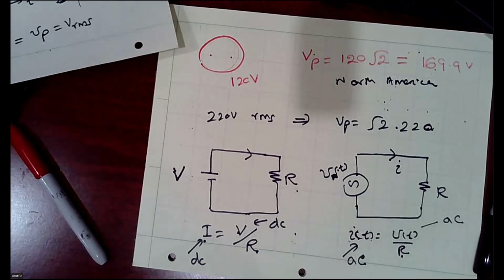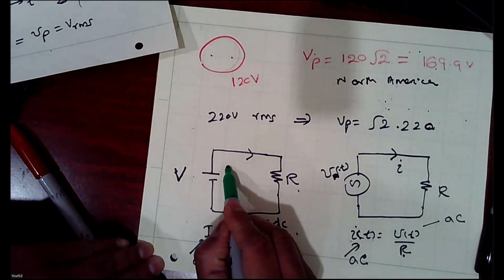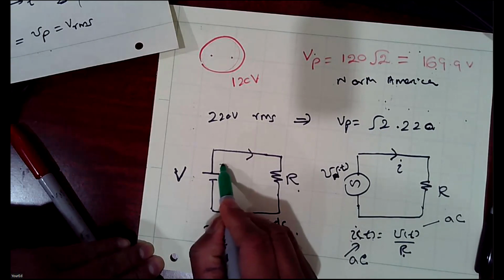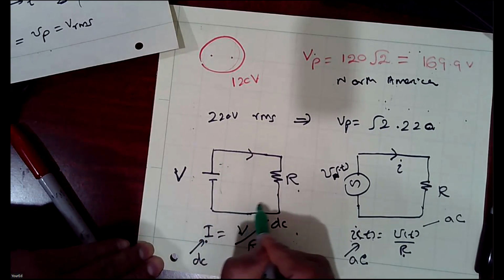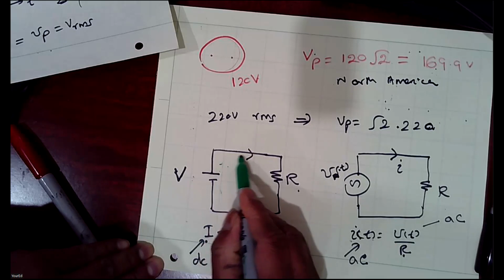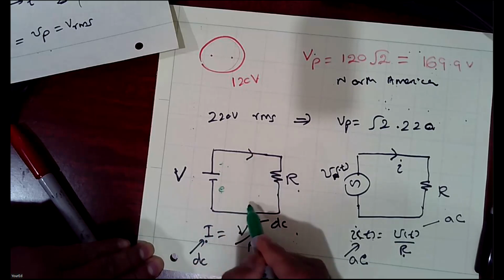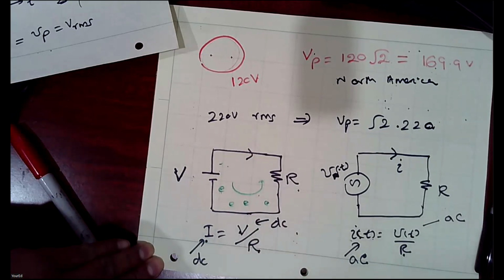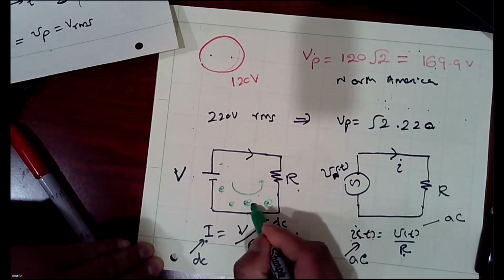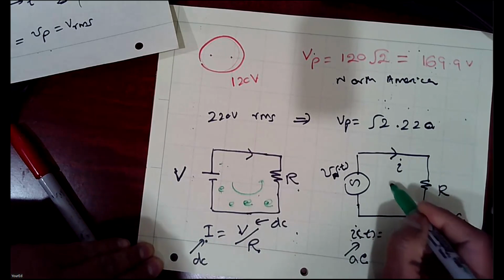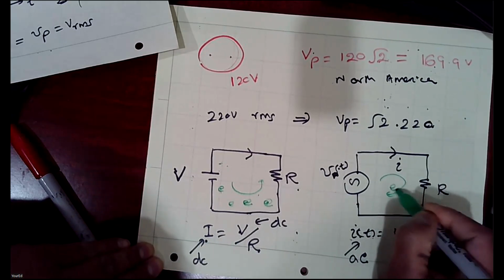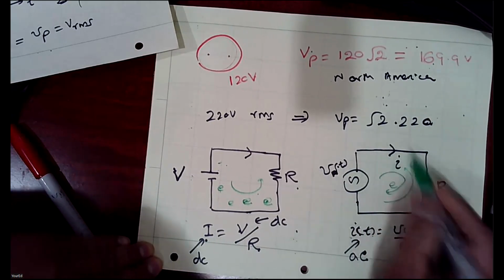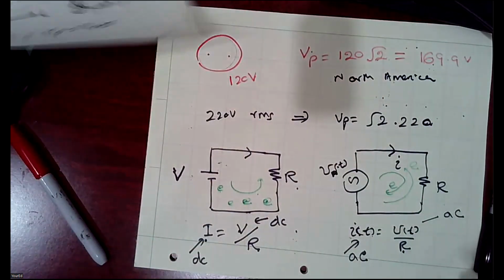Now, as I mentioned before, in a DC circuit, positive charges flow from one direction to the other, and the negative charges flow in the opposite direction. Current flows this way, therefore the electrons flow this way. This is the electron flow direction. Similarly, in an AC circuit, the electrons flow in both directions because the polarity gets reversed, as I mentioned before.